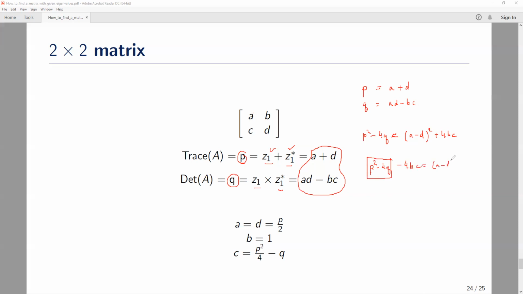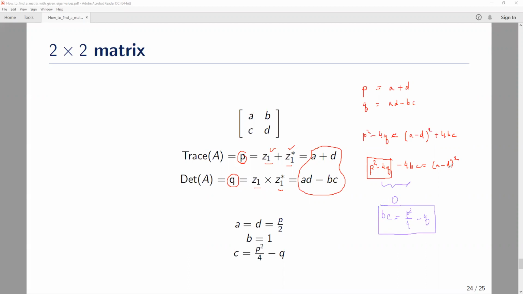Understand this very carefully: since we have complex eigenvalues, this may not be positive always. This can be negative. So we can adjust this to make it positive. What we do instead is make it 0, so that A is equal to D. We can make it 0. So we get BC is equal to what? P square by 4 minus Q.